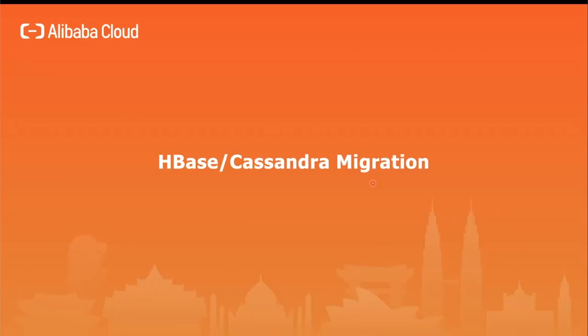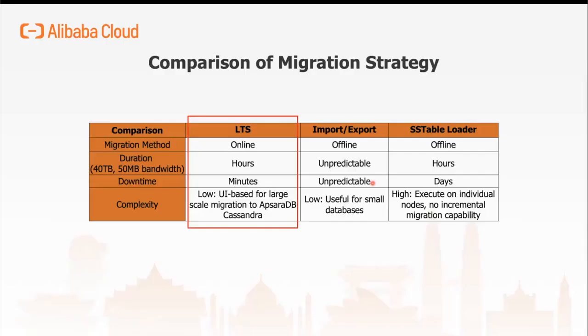Now, let us look at how we can migrate HBase or Cassandra database to Alibaba Cloud. There are several tools that you can use to migrate to Alibaba Cloud HBase or Cassandra. You can use the typical export and import, or for Cassandra you can use SSTable loader. If you're using HBase, you can use the snapshot copy table. However, we recommend LTS, or we call it the Lindorm Tunnel Service.